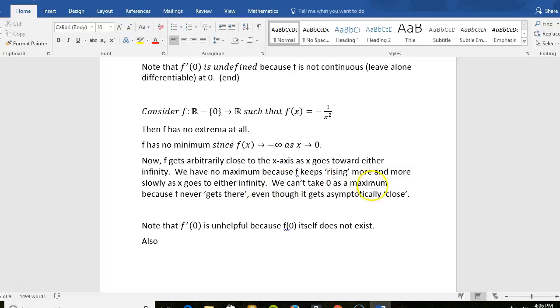We can't take y equals 0 as a maximum because f never gets there, even though it gets asymptotically close. Okay, and so we have no maximum. Note that f prime of 0 is unhelpful because f of 0 itself does not exist. Yeah, f prime of 0 is undefined, but so is f of 0. So if f of 0 is rotten, then we can't do anything. We're out of luck.